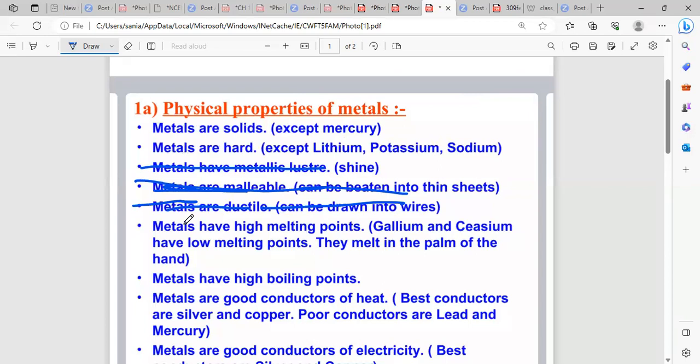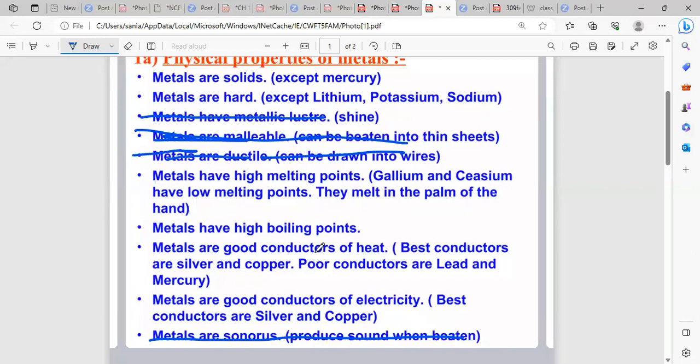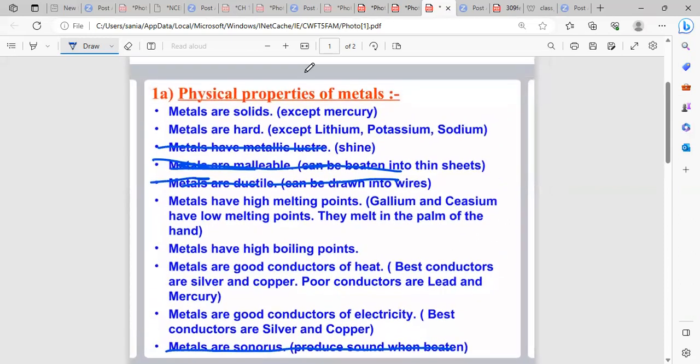Next, metals have a high boiling point. Next, metals are good conductors of heat. The best are silver and copper. Poor are lead and mercury. Metals are good conductors of electricity. The best conductors are silver and copper. Clear? Yes, ma'am. So quickly write it down.